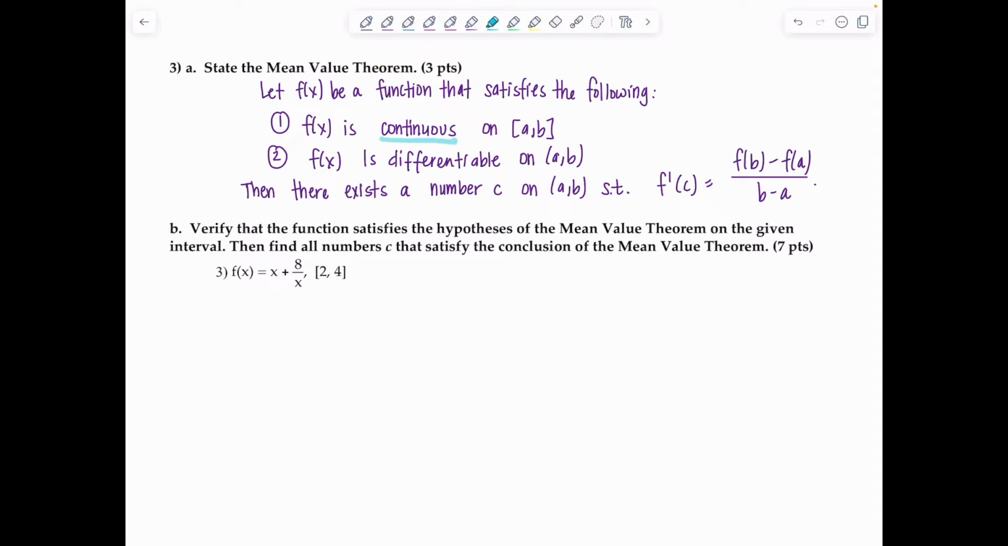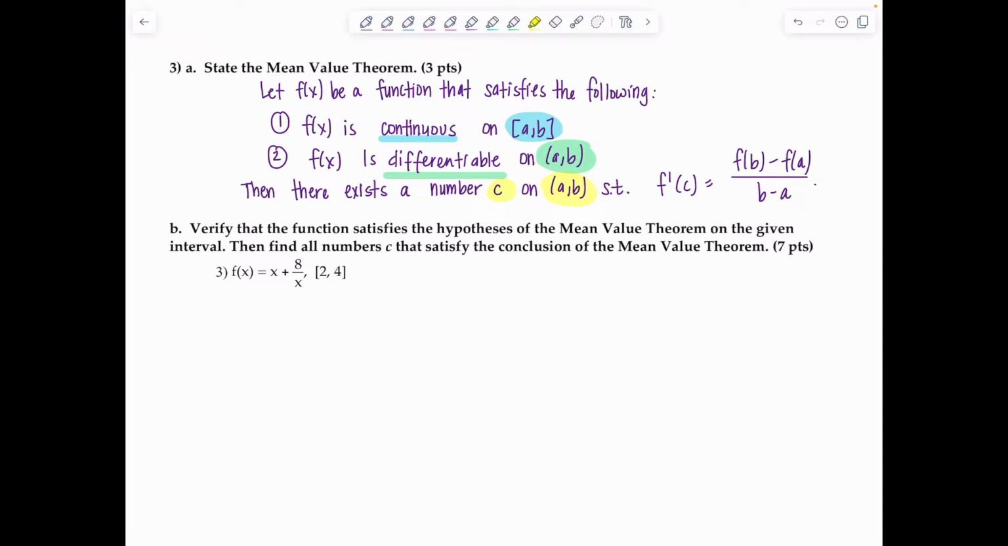We need continuity on the closed interval, but we only need differentiability on the open interval. And then c has to be on the open interval. c cannot be an endpoint. If you need more help on the mean value theorem, I have several extra videos, so go check it out. Now we're going to look at an example here.